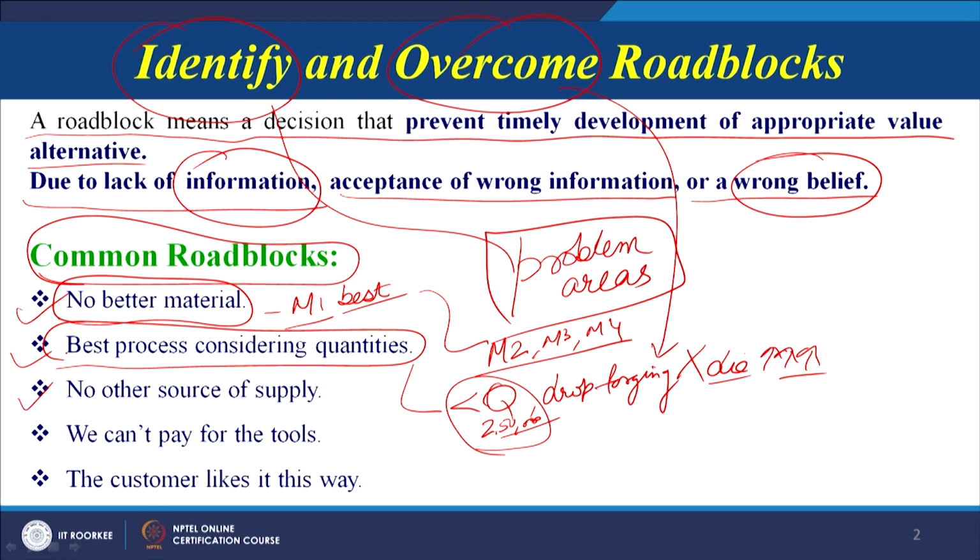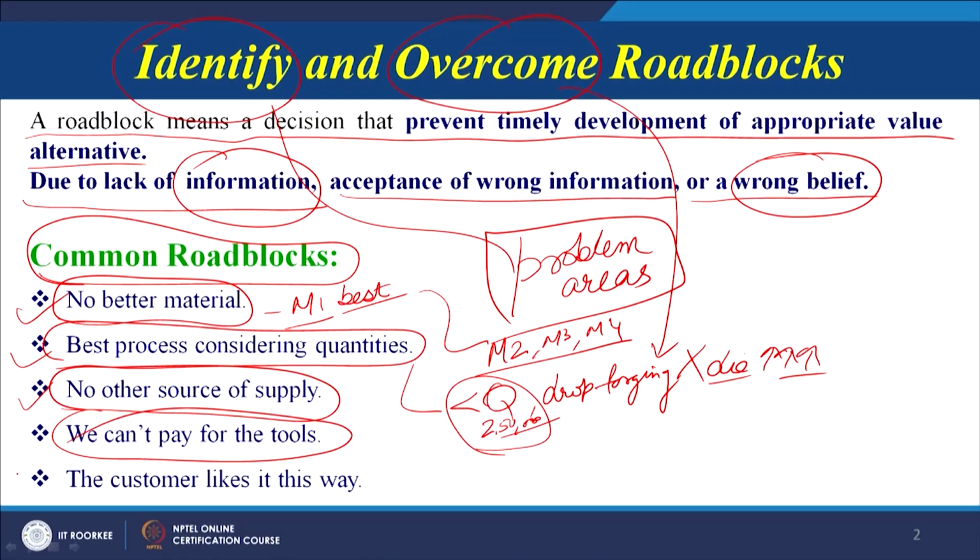Then sometimes one other roadblock can be no other source of supply. So, this is from the material procurement point of view. Many times we stick to one vendor only, considering that there can be no other vendor who can supply us the desired quantity, desired quality of the raw material, but that is also not true. It is a roadblock. We can't pay for the tools is another roadblock. The customer likes it this way, this is another roadblock.